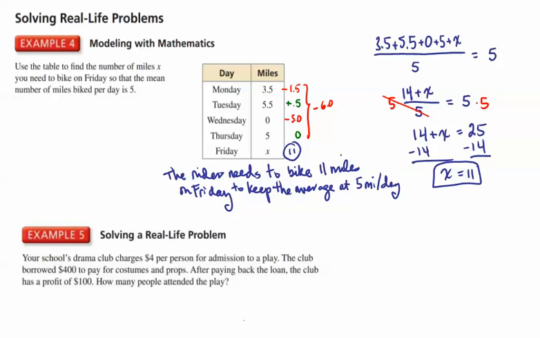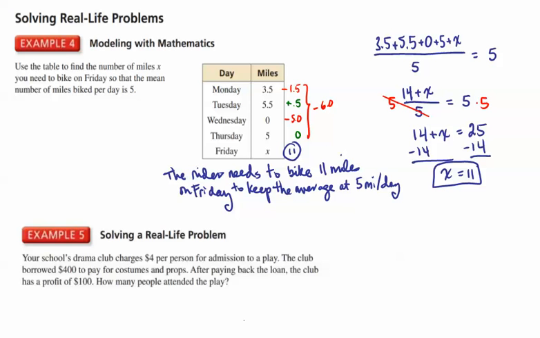In example number 5, your school's drama club charges $4 per person for admission to a play. The club borrowed $400 to pay for costumes and props. After paying back the loan, the club has a profit of $100. How many people attended the play?